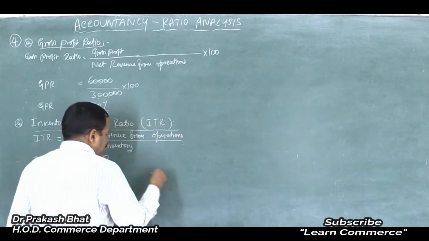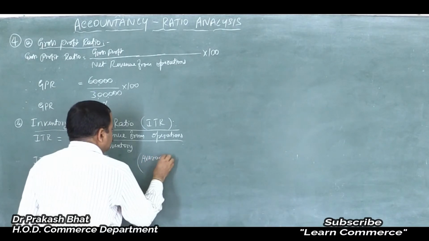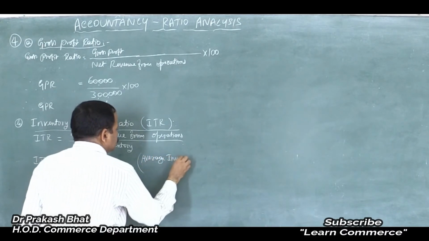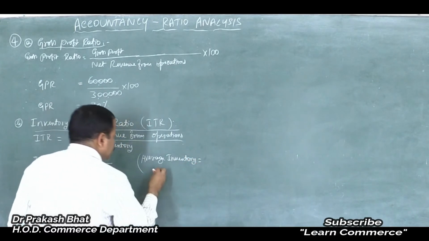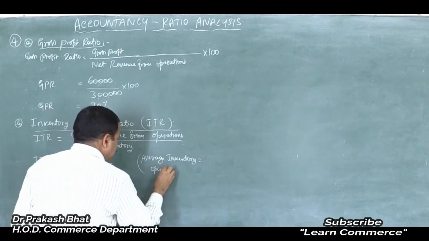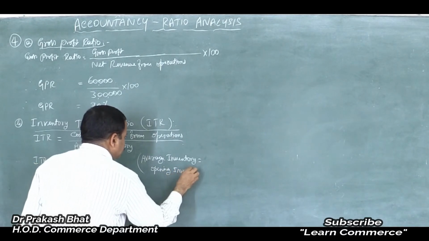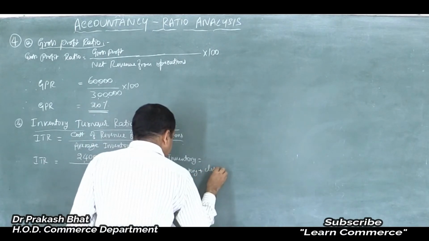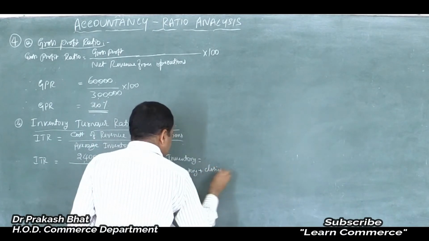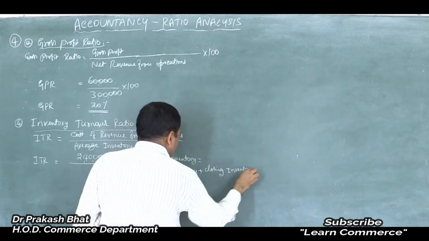I will solve here. Average inventory is equal to opening inventory plus closing inventory divided by 2.